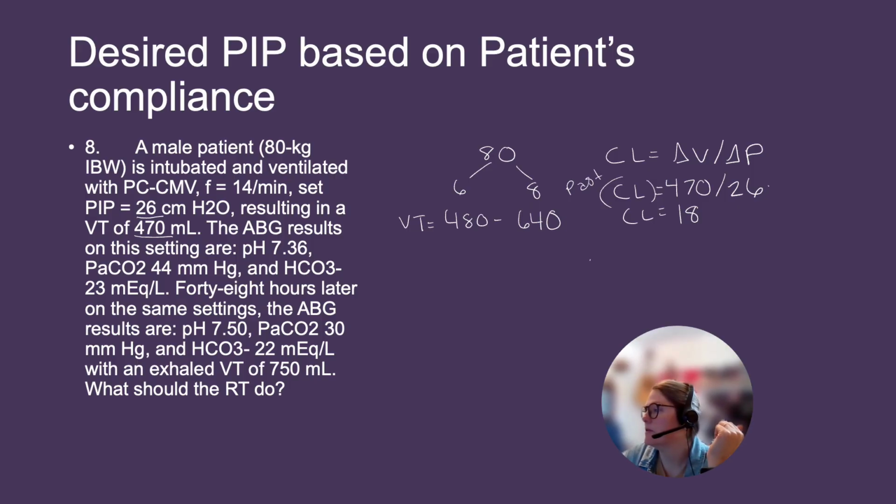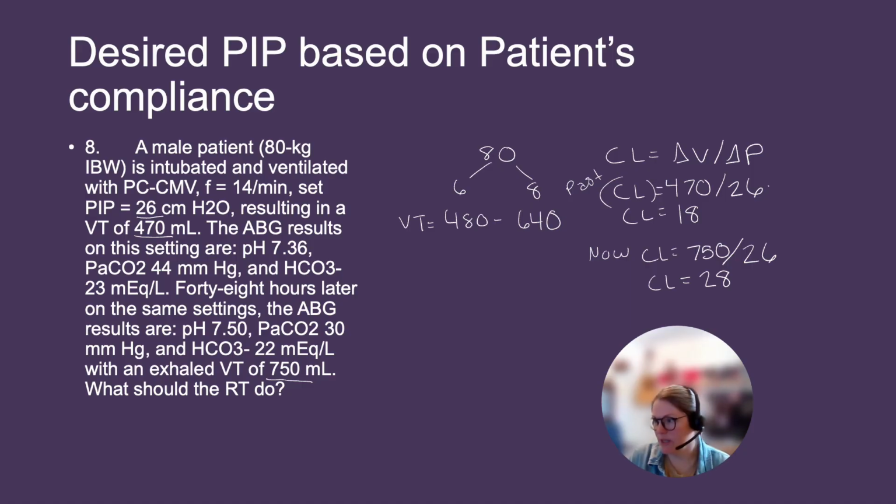Now, current, or now, so we have 750. So we're getting that from the tidal volume. So tidal volume of 750, our settings are the same. So current compliance is at 28. So that's the change. We went from 18 to 28 here.